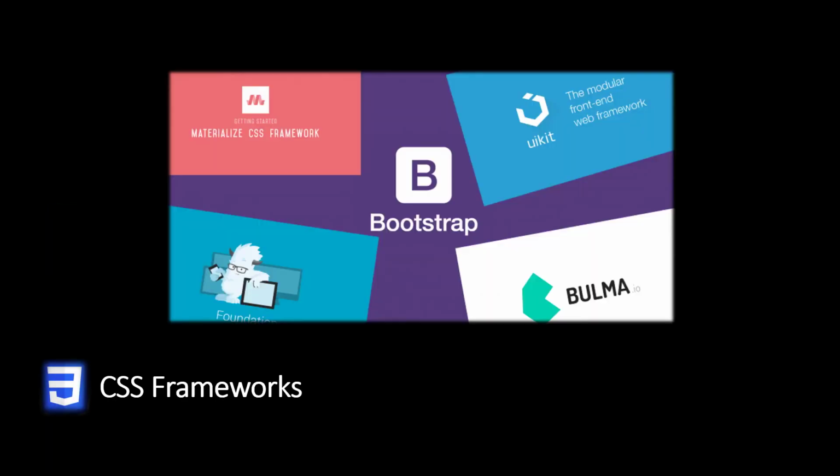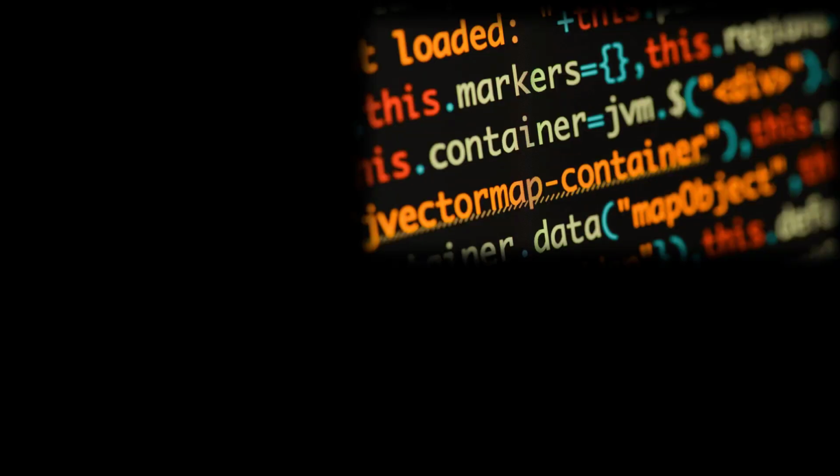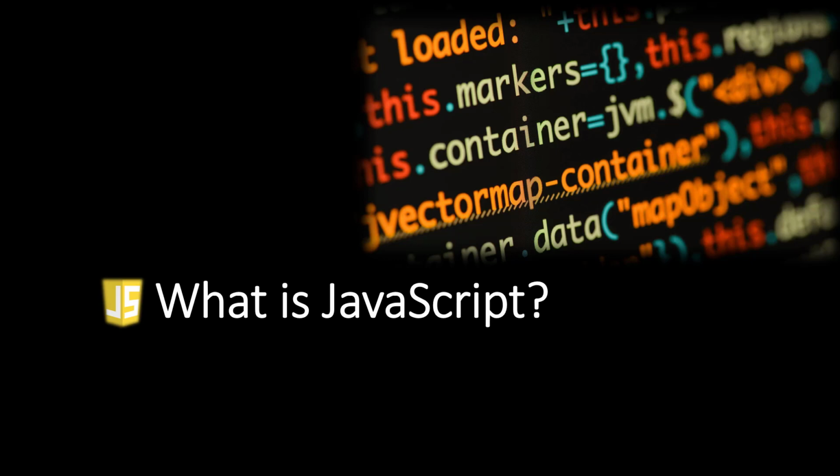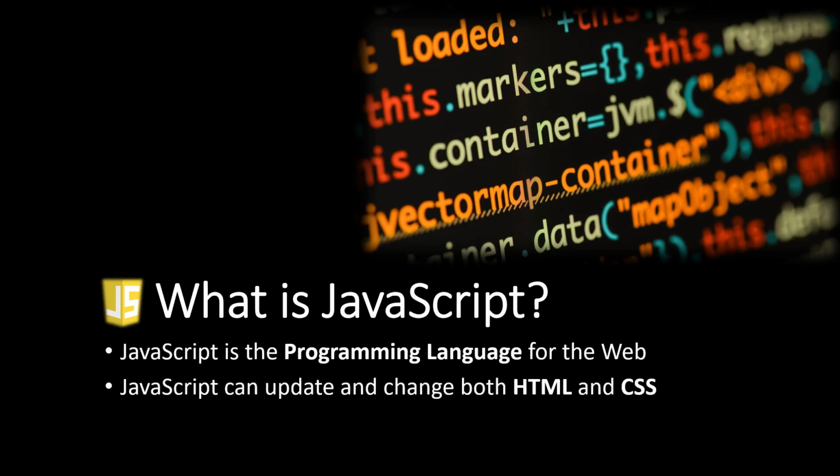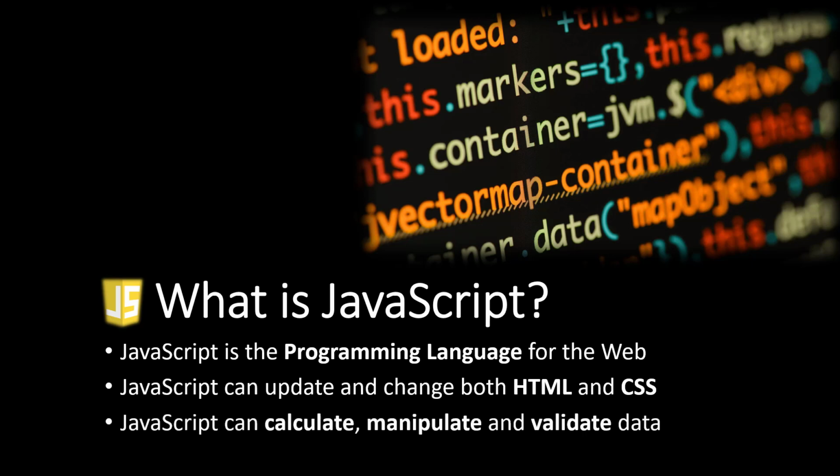CSS frameworks. As we said, in the web development roadmap, you have to choose a CSS framework for yourself. It can be Bootstrap, Materialize, UIkit, Bulma, W3.CSS, or Semantic. What's JavaScript? JavaScript is the programming language for the web. JavaScript can update and change both HTML and CSS. JavaScript can calculate, manipulate, and validate data.